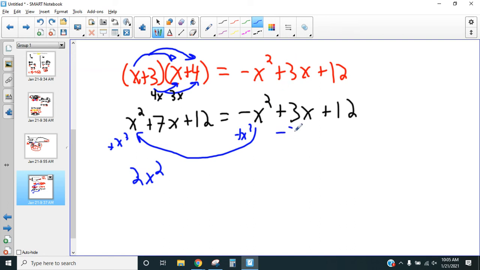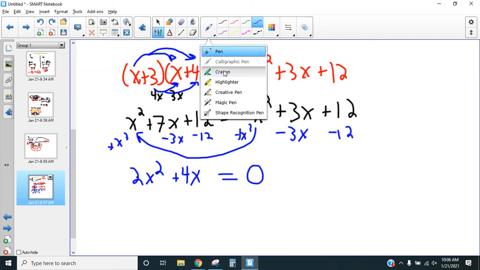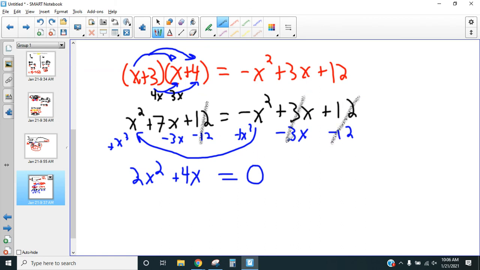So now subtract 3x from both sides. And you could send these either way. It really doesn't matter. But what I like to do is I like to keep my x squared positive. So if I'm you, helpful hint, keep your x squared positive. If we send it the other way, it'd say negative 2x squared. That'd be a problem, okay? Last thing, subtract 12. Now look at this. See ya. Disappears. Crayon. Boom.